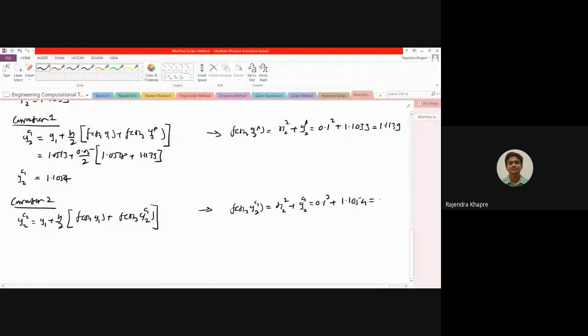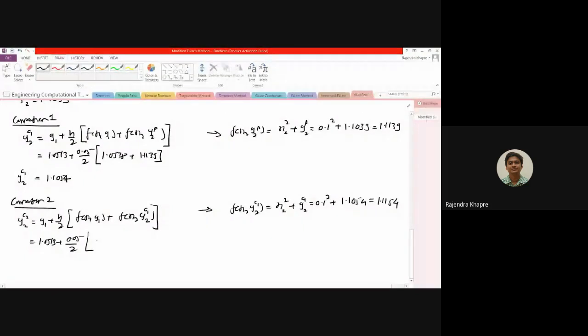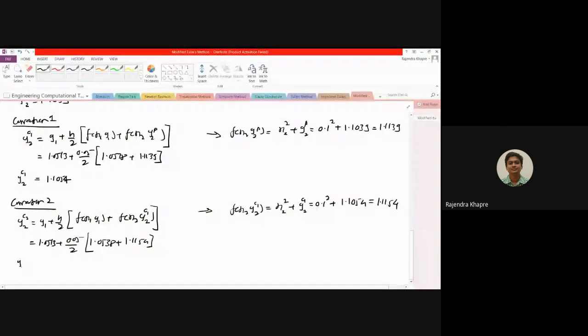1.1054. How much is this? 1.1154. Okay, so if you substitute these values, this is something like 1.0513 plus 0.05 divided by 2 into 1.0538 and 1.1154. How much is the value of y2 corrected for the second time? 1.1055.